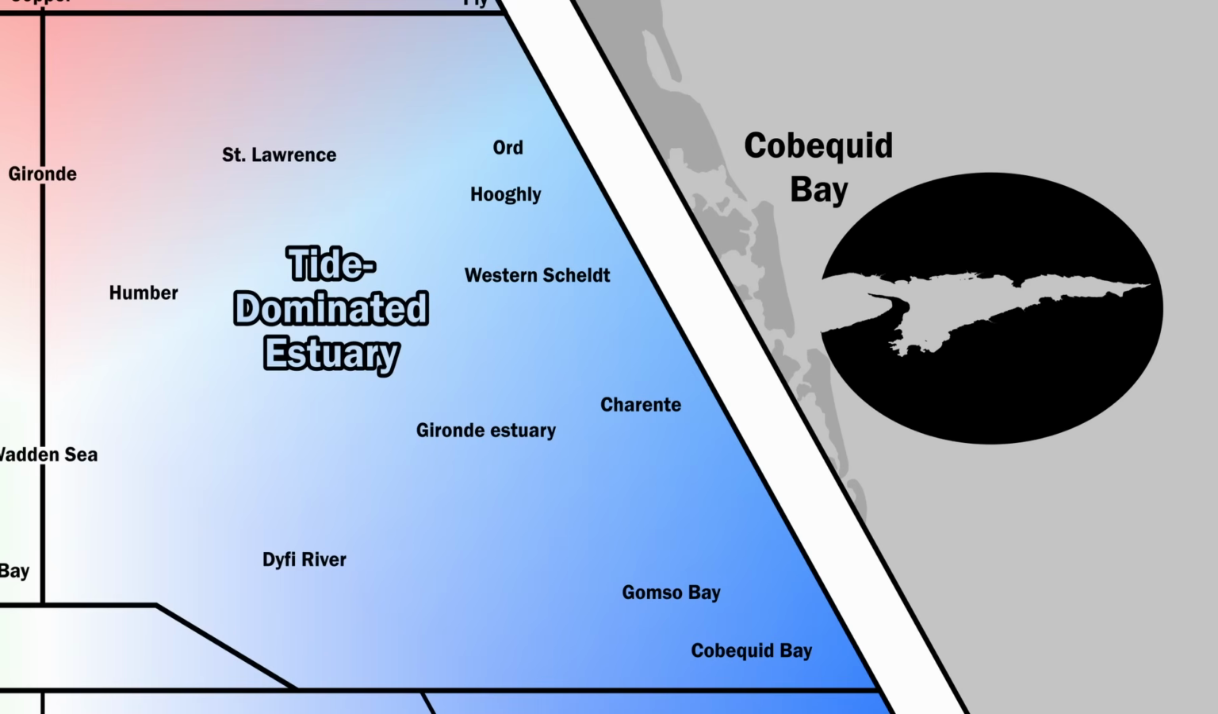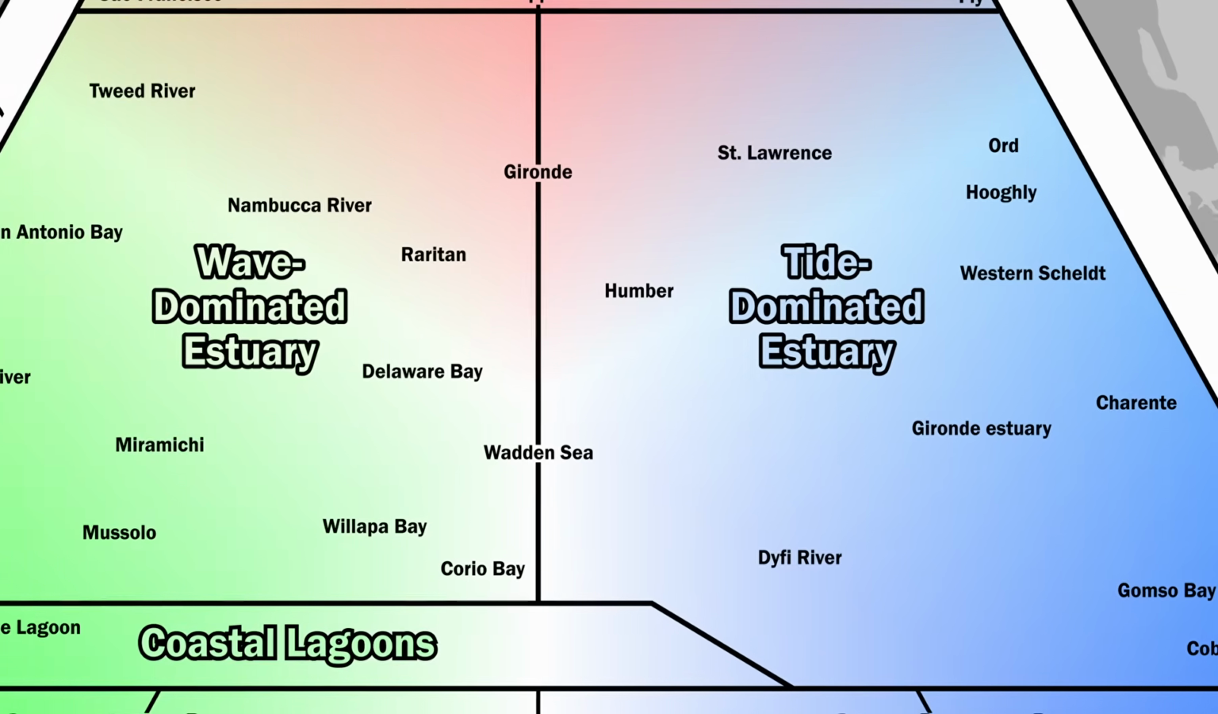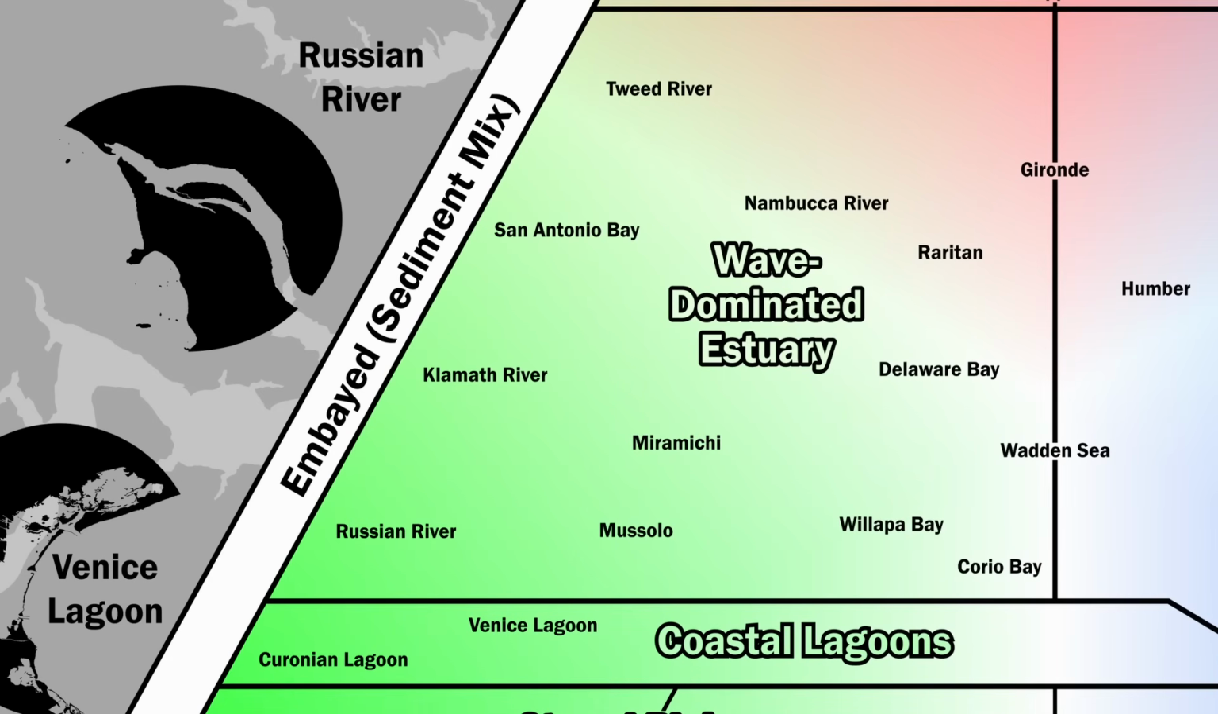And this example nicely leads us into wave-dominated estuaries. Wave-dominated estuaries are very similar to tide-dominated estuaries, but obviously they have wave energy instead of tide energy. They also have an embayed source of sediment, with sediment coming from both rivers and the ocean. And they are also transgressive, so the coastline is not growing.